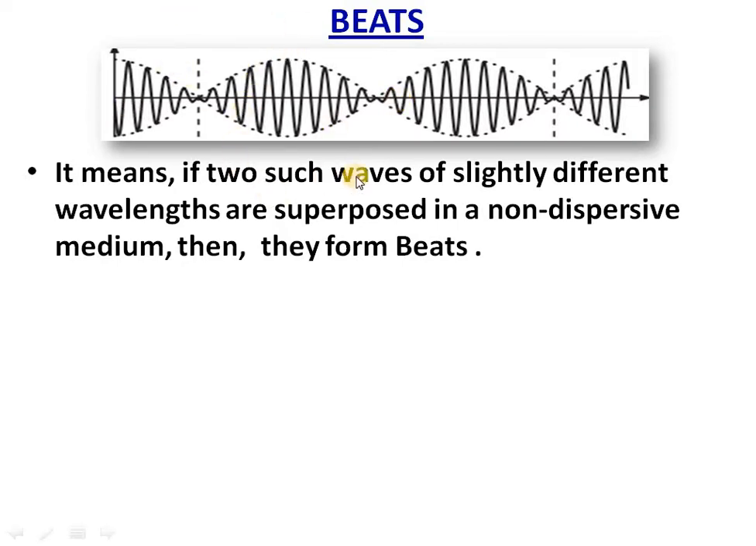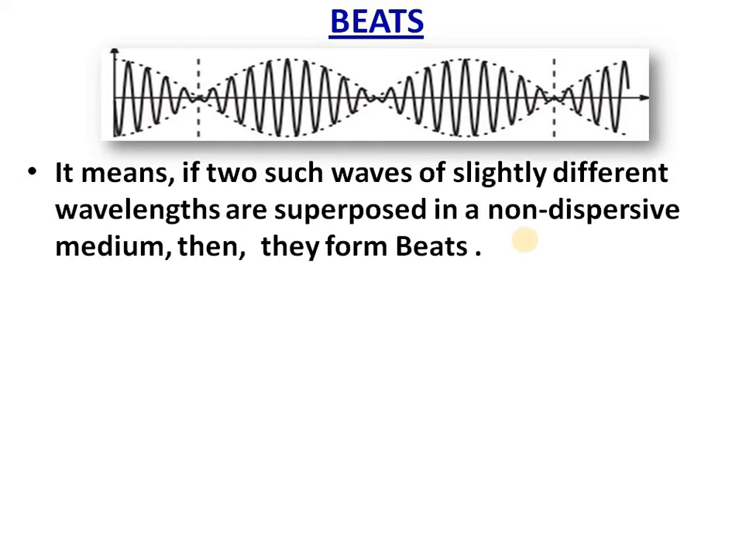If two such waves of slightly different wavelengths are superposed in a non-dispersive medium, then what happens? They form beats. Okay, here you must note the word non-dispersive. Non-dispersive means whenever a wave of some definite wavelength propagates through a medium, if the speed of the wave does not depend on the wavelength, then we call it a non-dispersive medium. Understand? That means in a non-dispersive medium, all waves of different wavelengths will propagate with the same velocity.